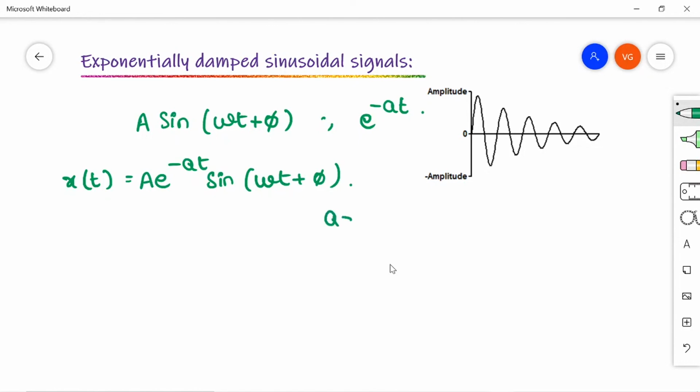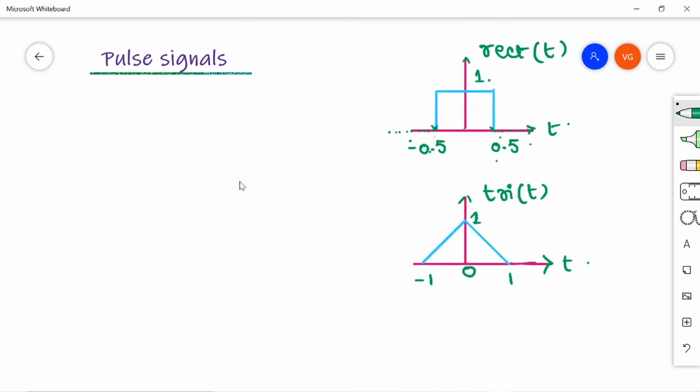Here a should be greater than 0. Then only it will be an exponentially decaying signal. So as the time t increases, the amplitude of the sinusoidal oscillation decreases exponentially, and it approaches 0. The amplitude will become 0 as t tends to infinity. So this is all about the exponentially decaying sinusoidal signal.